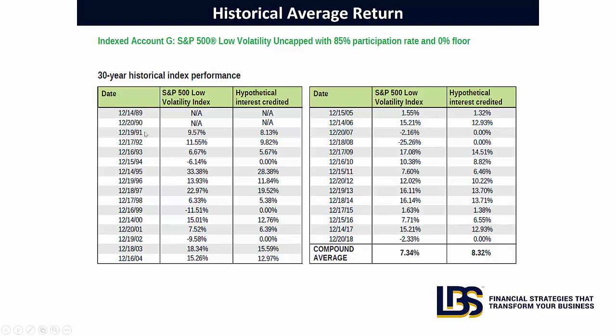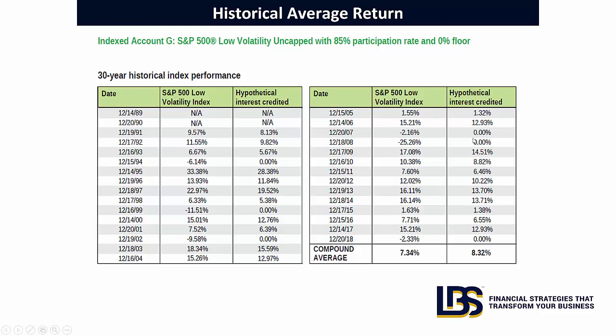So just let's take a couple here. Let's look at 1991. 9.57% rate of return in the S&P 500. You received 8.13. 1994, down 6.14%. You didn't lose. 95, big rebound, 33% in the market, but you captured 28%. You go out to 99, these 100 stocks were down 11.5. You did not lose. The big thing people really look at is how about 2008, down 25%, and you didn't lose in this portfolio.